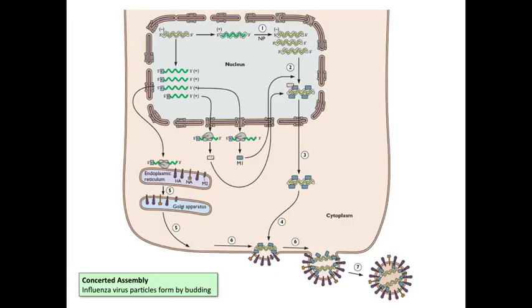So this is an example now of another way of assembly besides this sequential assembly. This is called concerted assembly, where things more or less tend to happen all at once, although there are obviously some precursors that have to be made. This is the formation of influenza virus. And we may have looked at a slide like this before, but now we'll look at it in some detail.